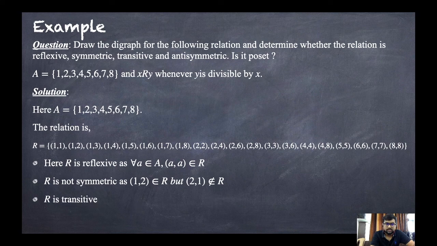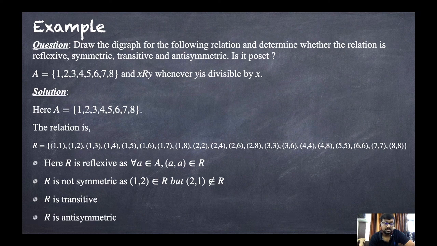The third one, transitive. So here R is transitive. You can check for any example. Let us take 1 is related to 2 and 2 is related to 2. So that means 1 has to be related to 2. So is the 1 2 pair there? Yes, it is there. 1 2. Next, 1 is related to 4 and 4 is related to 8. So is the 1 8 pair there? So yes, it is there. So 1 8. So you can check for any example. So it is a transitive relation.